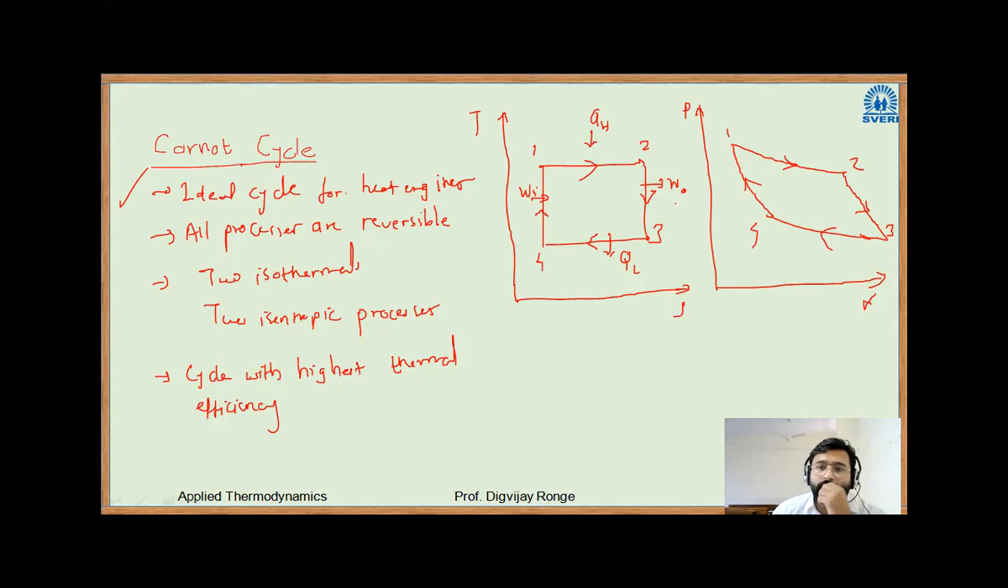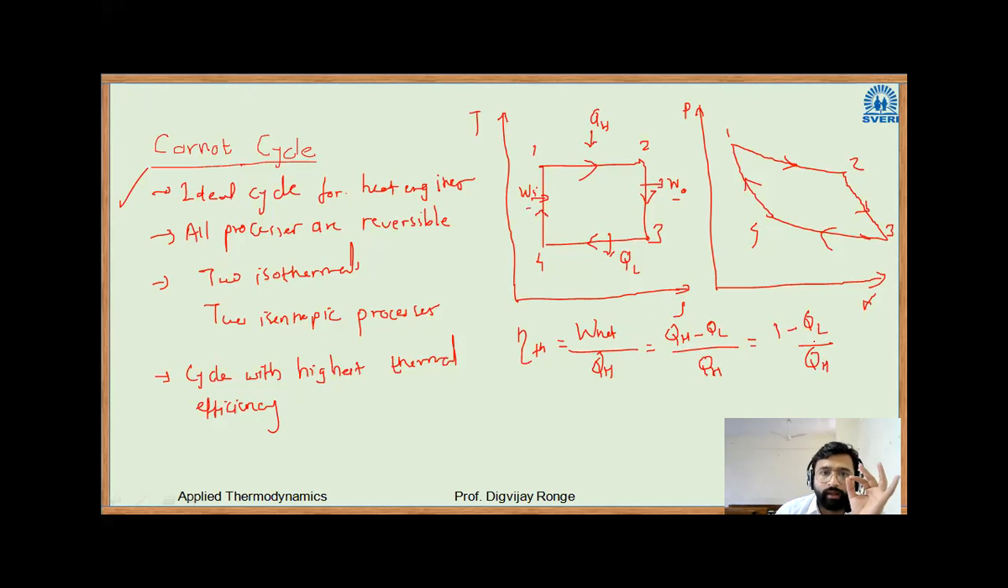Now, in this case, if you want to calculate thermal efficiency, what will be the formula? Work net divided by QH. What will the work net be? It will be equal to W out minus W in, right? Or I can write this also as QH minus QL divided by QH. Or I can write this as 1 minus QL divided by QH.